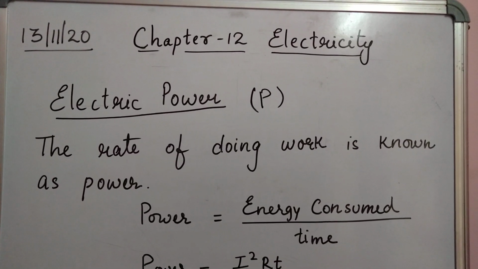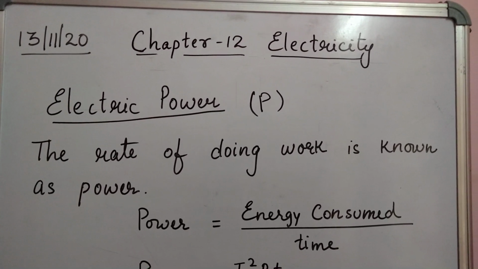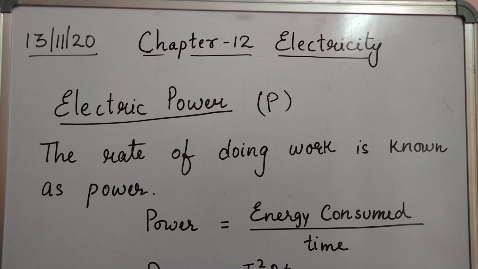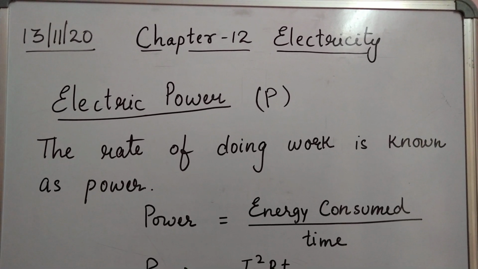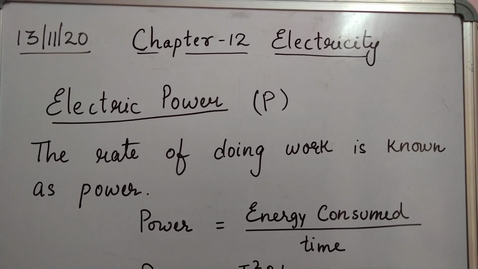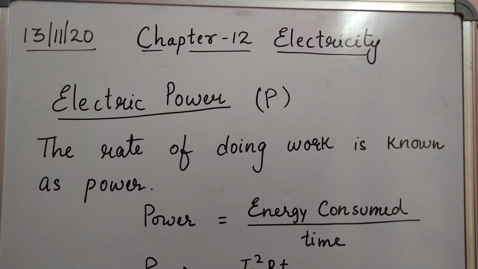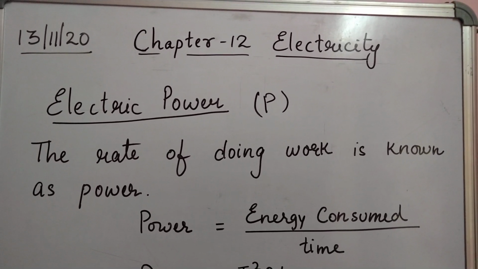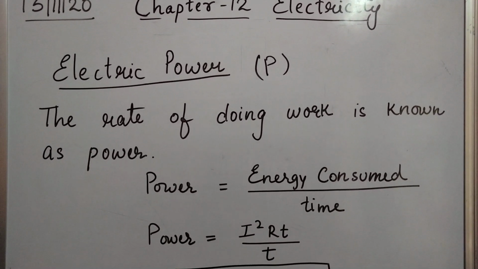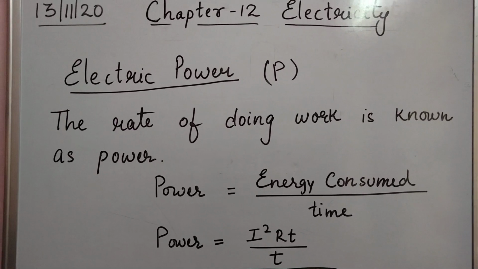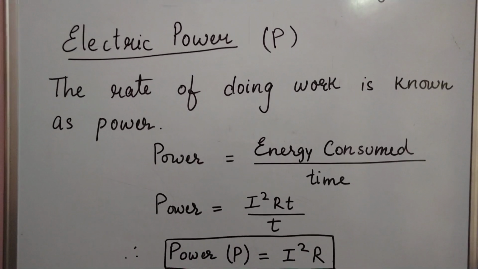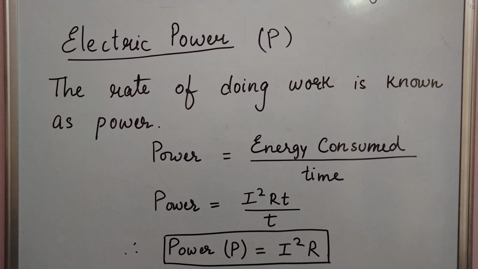Children, this is the last topic of the chapter, that is electric power. You have done this in class 9 also, and that was mechanical power. But the definition remains the same, that the rate of doing work is known as power. Power is equal to energy consumed upon time. So if we put the value of energy in the form of heat energy, that is I square RT upon T, then we get the value of power to be I square R.